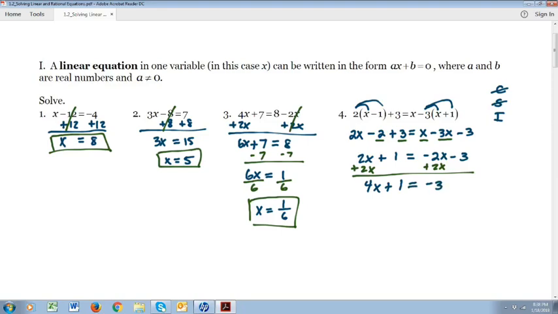Again, this is a two-step equation. And hopefully by this point you're home free because it's going to take us 2 more steps. We'll subtract 1 on both sides, and we get 4x equals -4, and we'll divide by 4 on both sides, or you can just do that in your head.